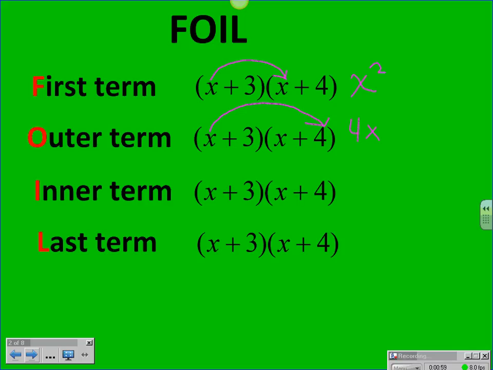Our inner term would be 3 times x, which would be 3x, and our last term would be 3 times 4, which would be 12. So you have to add your like terms, and you would get x squared plus 7x plus 12.